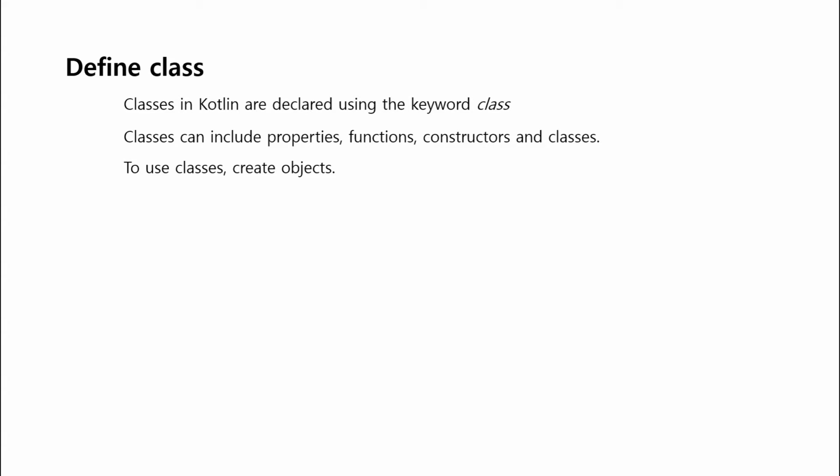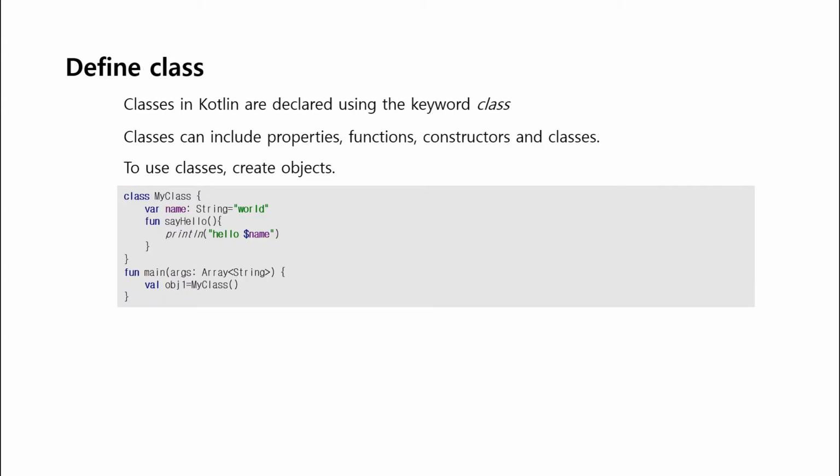Let's see the sample code. Here is a class named myClass, and it has one property and one function. When we use the class, we create an object in the main function. As you can see, in Kotlin, we don't use the new keyword to create an object. That's a little bit of difference from Java.